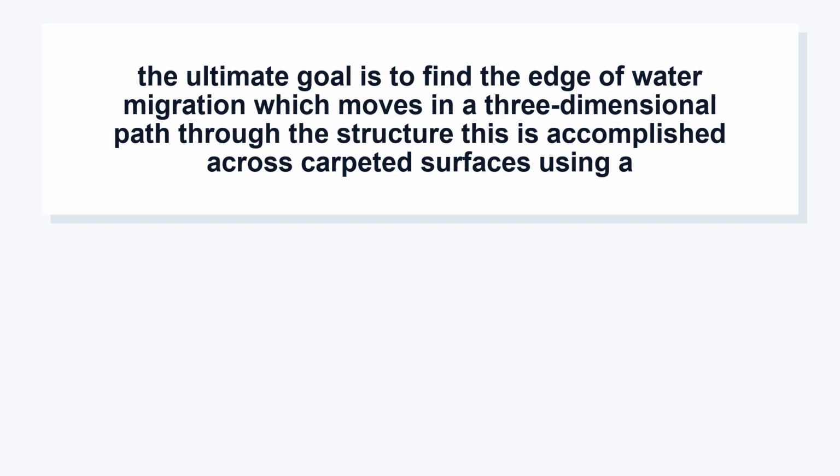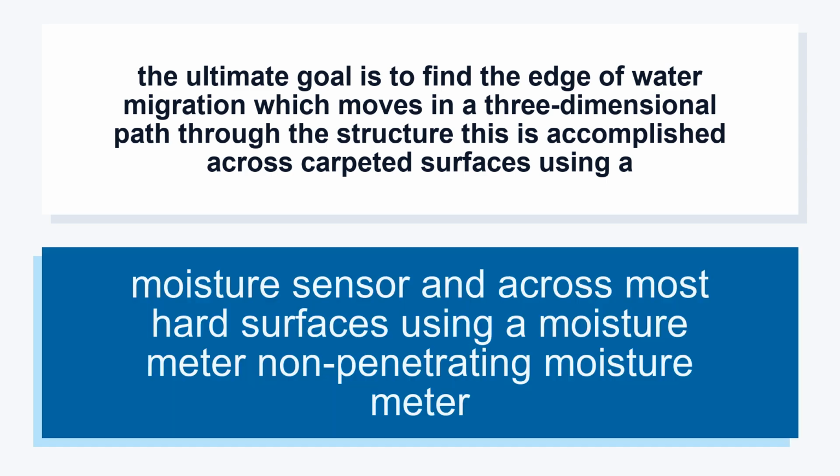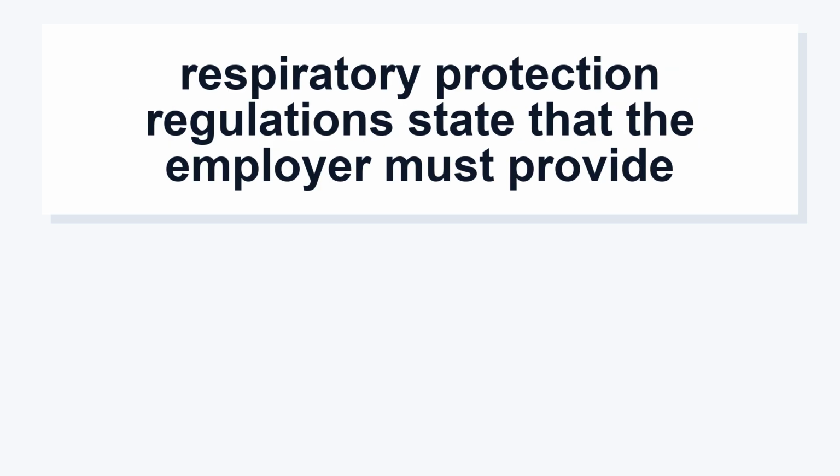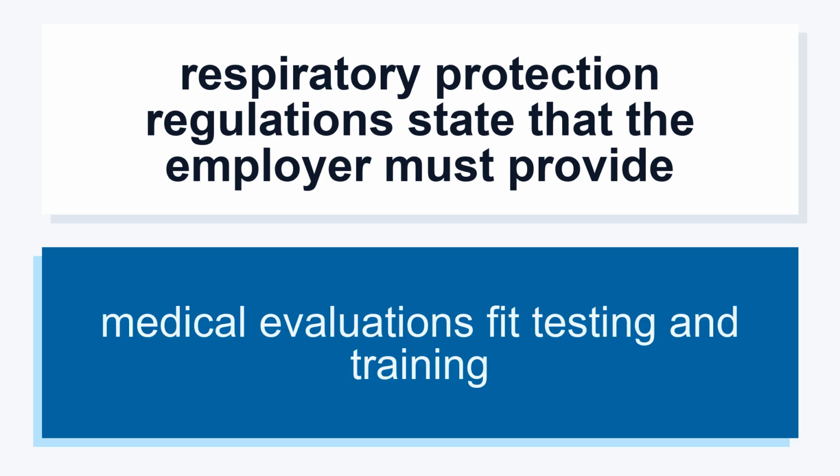The ultimate goal is to find the edge of water migration, which moves in a three-dimensional path through the structure. This is accomplished across carpeted surfaces using a moisture sensor and across most hard surfaces using a non-penetrating moisture meter. Respiratory protection regulations state that the employer must provide medical evaluations, fit testing, and training.